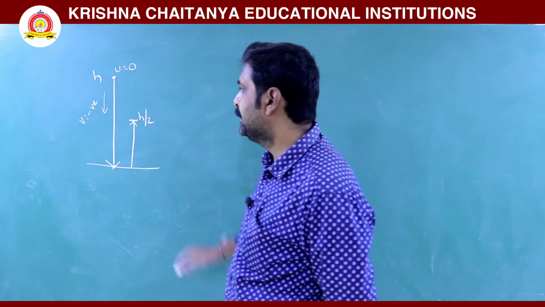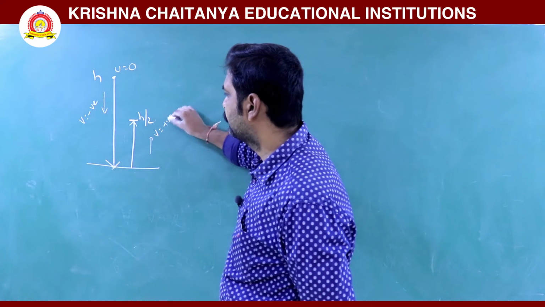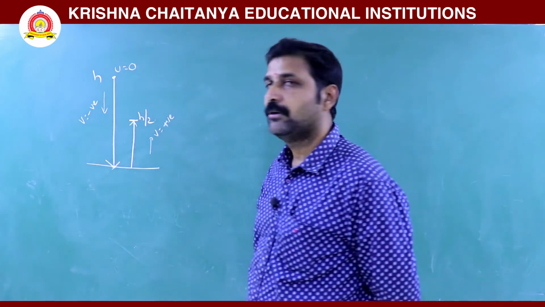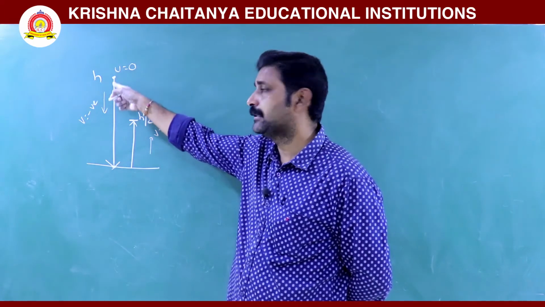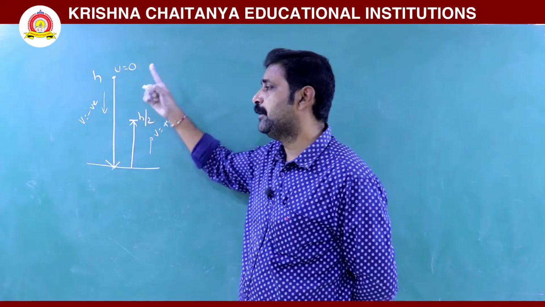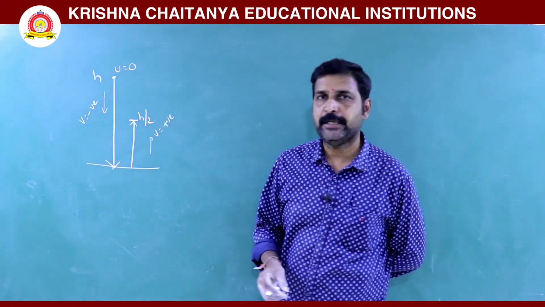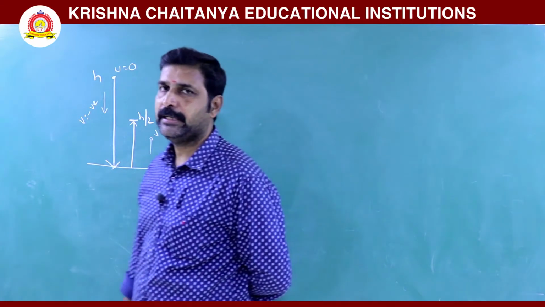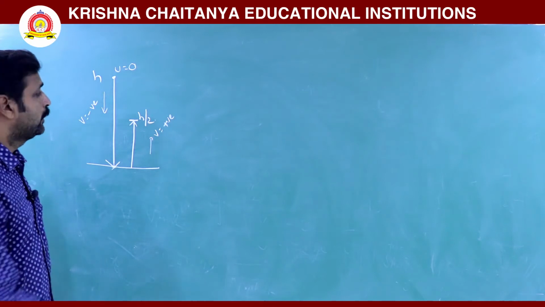When it is rising up, velocity is positive. When it is falling down, displacement, this position traveled, is negative. When it is moving up, it is positive. This means the physical quantities in the downward direction are taken as negative, and in the upward direction they are taken as positive.